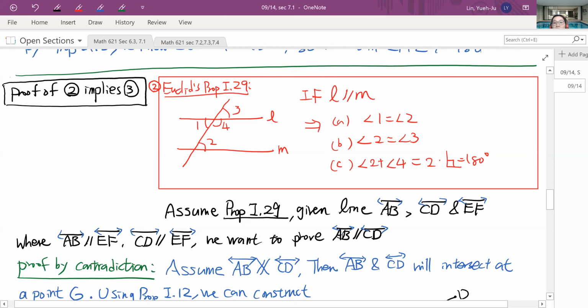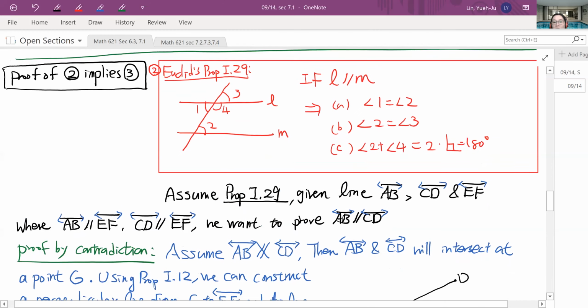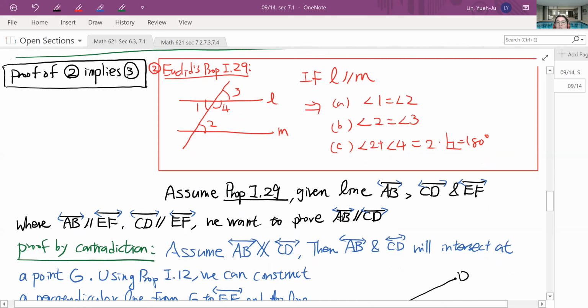So I'm going to use this proposition 1.29 to prove the third statement. The third statement is 1.30, which essentially tells you that if you have two lines parallel to the same line, then those two lines should be parallel, okay? So let's see the setup here. Because we are using the second statement to prove the third one, we are assuming the second statement, the proposition 1.29, okay? So you assume 1.29, and you have three lines here, AB, CD, and EF.